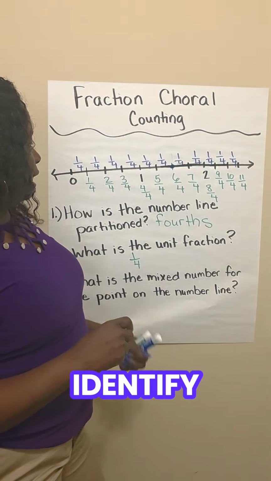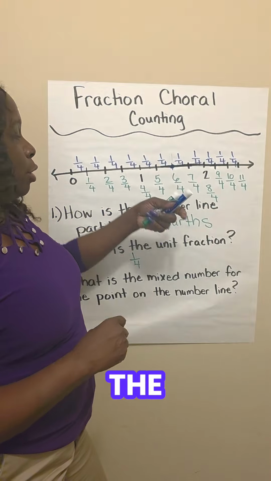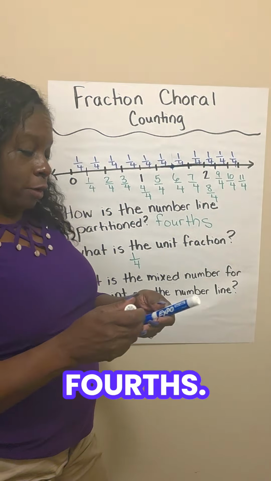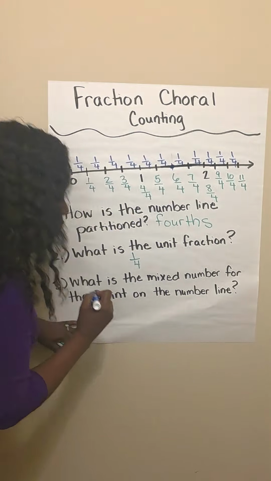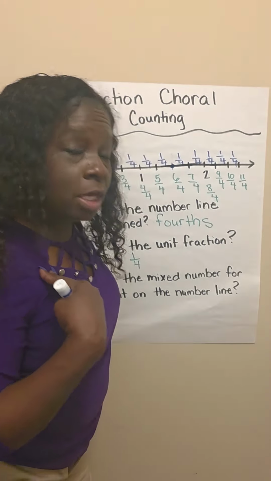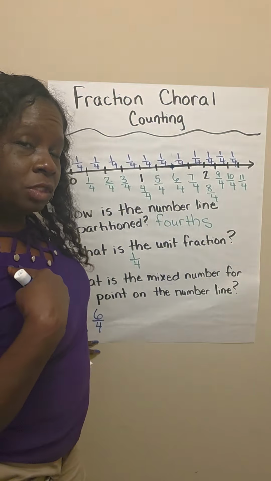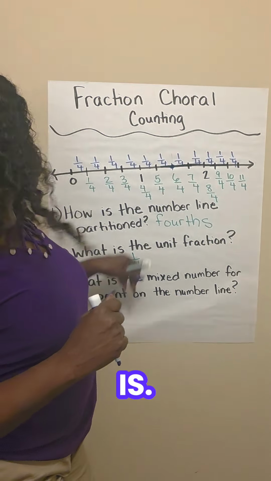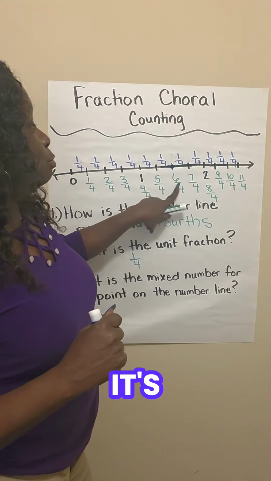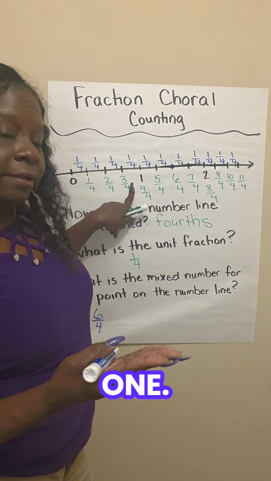Now we need to identify the point on the number line. The point on the number line is 6/4. When we were in school, that was called an improper fraction. The new term is fraction greater than 1. It is, because here's my one whole, and it's more than 1. So it's a fraction greater than 1.